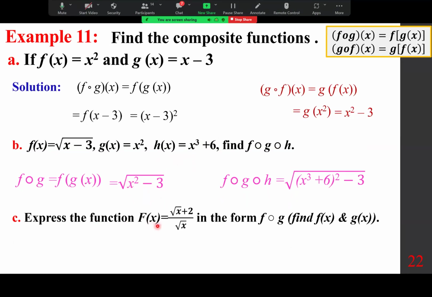Express the function capital F of x equals the square root of x plus 2 over the square root of x in the form of f of g. Find f of x and g of x. So this is f of g. That's what they're asking.